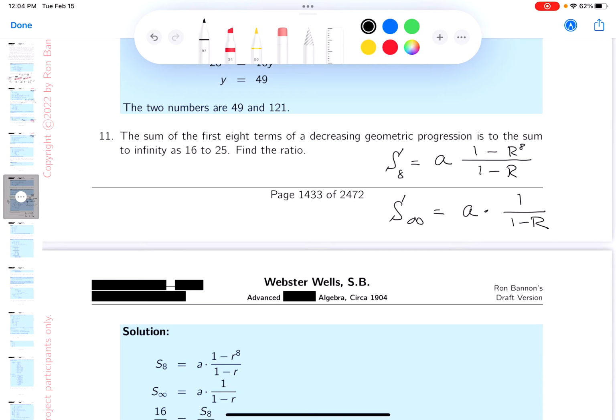All right, now what do they say? They give me this ratio thing. So the sum of the first 8 terms of a decreasing geometric progression is to the sum to infinity as 16 is to 25. So write that down. 16 to 25 is the same thing as saying S8, which is A times 1 minus R to the 8th over 1 minus R, and the infinite one is A times 1 over 1 minus R.